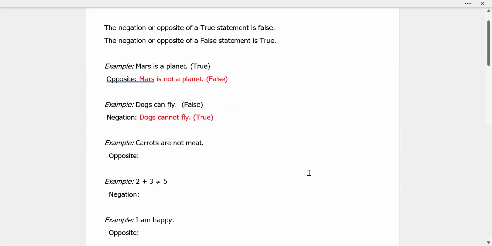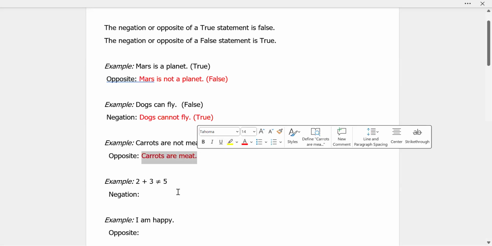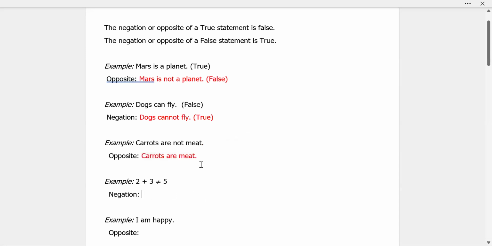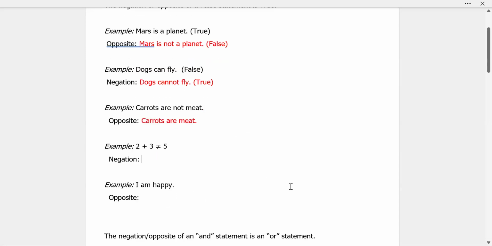All right. You can pause and try yourself and then start the video back up and see if you've got the same answer. Carrots are not meat. Is that true? Yeah. So what would the opposite be? Carrots are meat. Of course, that would be false. The original one was true, and the opposite is false.